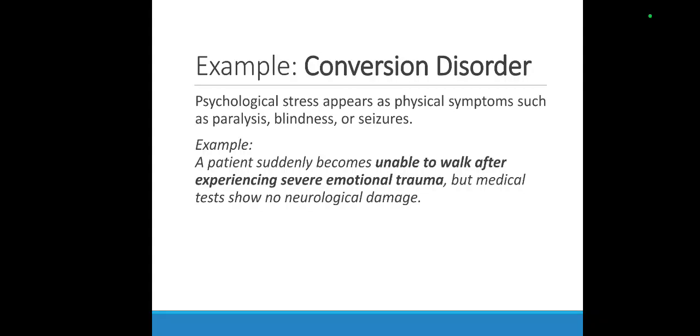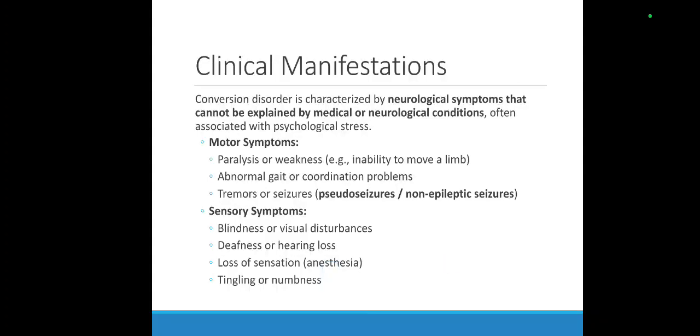So, for example, a patient suddenly becomes unable to walk after experiencing a severe emotional trauma, but medical tests show no neurological damage. Or after experiencing an emotional trauma, the patient may have experienced amnesia. Okay, so this is actually an example of conversion disorder. So anything that the patient can experience, physical symptoms, psychological symptoms that has no medical cause, is conversion disorder.